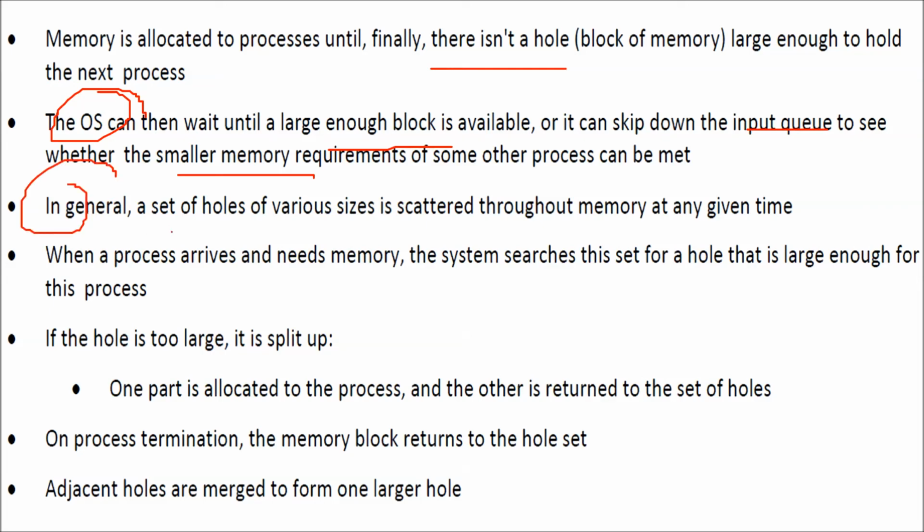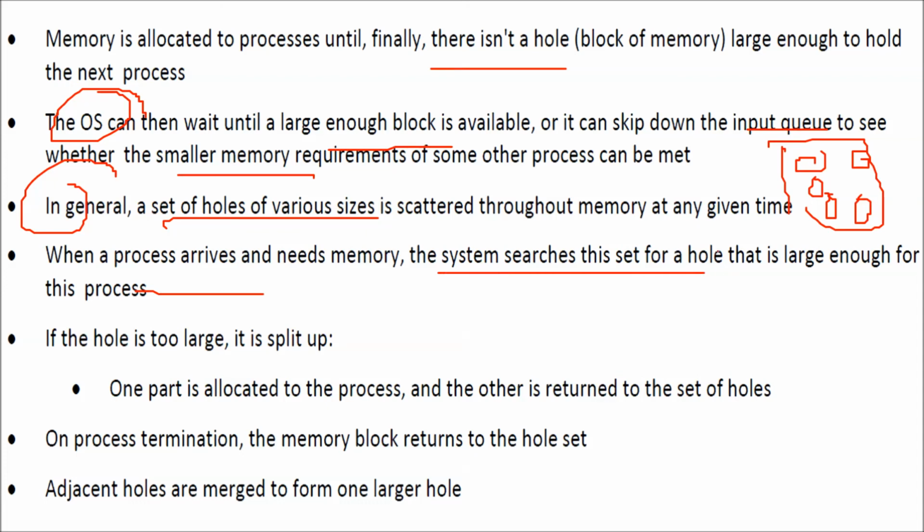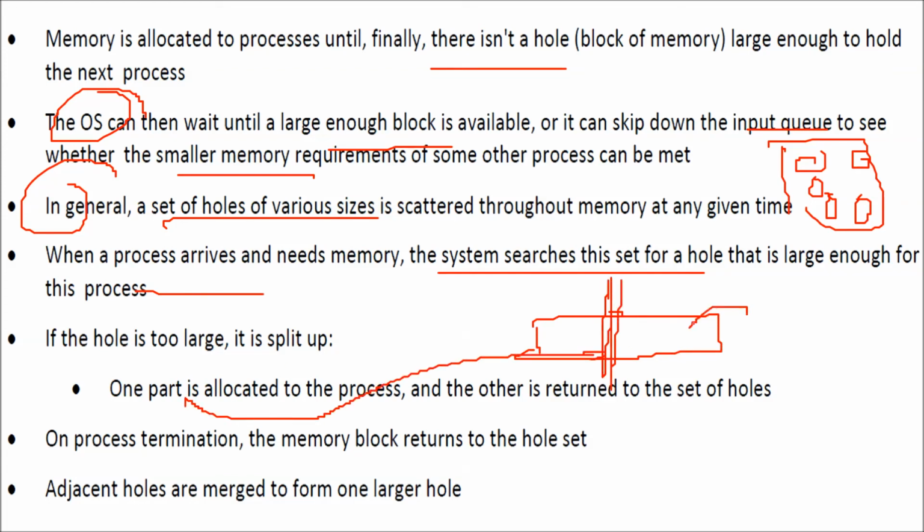In general, a set of holes of various sizes is scattered around at any point in time. When a process arrives and needs memory, the system searches this set for a hole that is large enough. If the hole is very large, it is split up: one part is allocated to the process, and the other is returned to the set of holes. Once the process terminates, the memory block returns to the hole set, and adjacent holes are merged to form one larger hole.